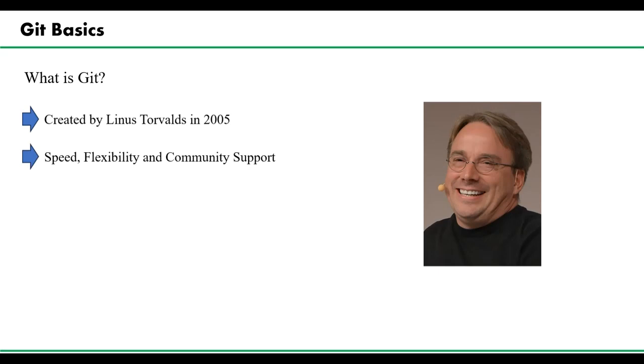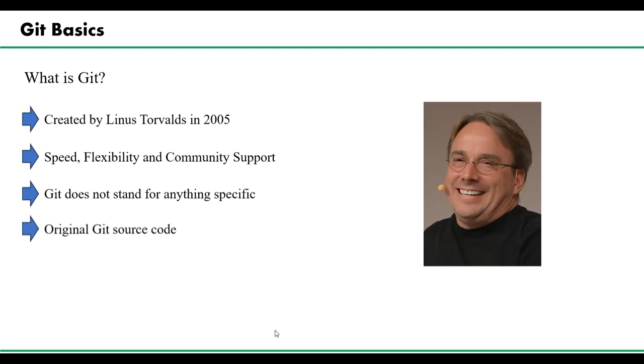Git does not stand for anything specific. Linus originally developed Git to manage the development of the Linux kernel, and he chose the name Git as a British English slang term, which is an insult. I don't really want to go through the details of that, but feel free to search more about it if you're interested in the history of this naming. And the last thing, if you are interested, you can find the original Git source code developed by Linus Torvalds on the official Git website and GitHub.